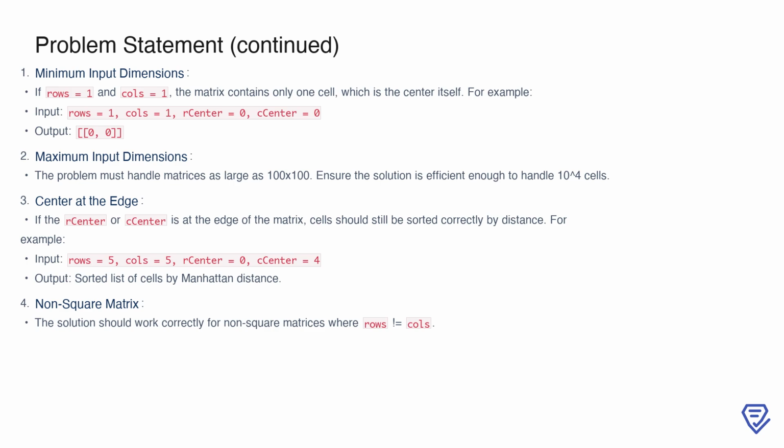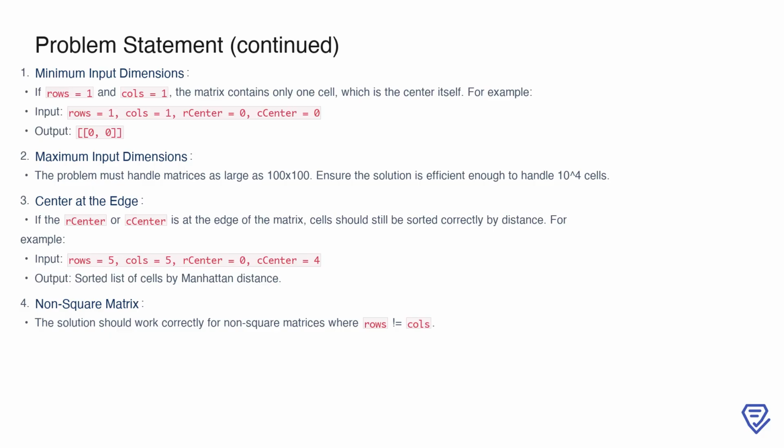On the other hand, the problem must also handle the largest possible matrix dimensions of 100 by 100, where there are 10,000 cells. In such cases, the solution must be efficient to avoid performance issues. Another scenario is when the center is at the edge of the matrix. For instance, with rows equals 5, cols equals 5, and the center at 0, 4, the solution must still correctly sort cells by distance.